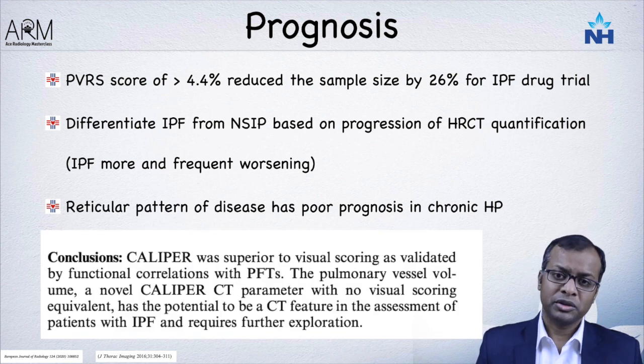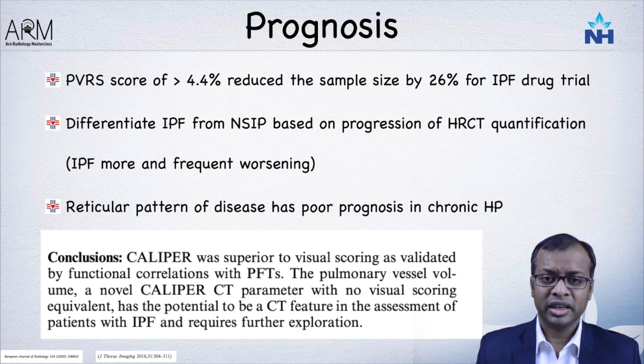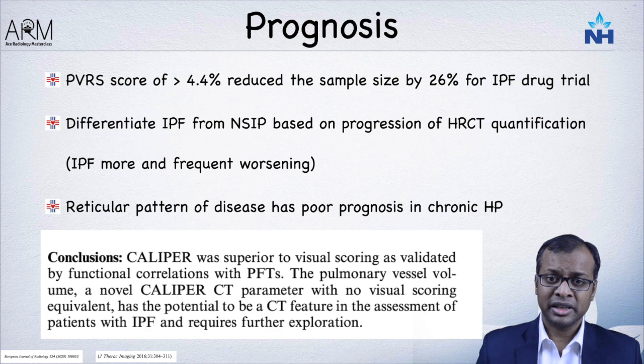Finally, this was one of the conclusions drawn in a direct head-to-head comparison between visual analysis and CALIPER analysis. What was clearly seen is that the PVRS is a great tool and likely to change the way we practice pulmonary medicine in the future, and CALIPER or any other machine-learning-based systems were much superior to the visual assessment that we can do today.